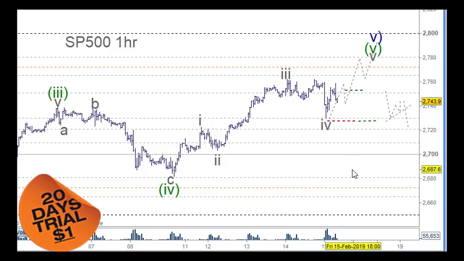But we also have to be mindful that if this count is correct, then this would be up for 1 here, back for 2 here, and 3, 4, 5. But the problem with this little move up through here is that it just doesn't look like a 5-wave structure when we go to the tick chart. The other point is that now that the market's moved back down below this line through here, the 2750, which is the midpoint.